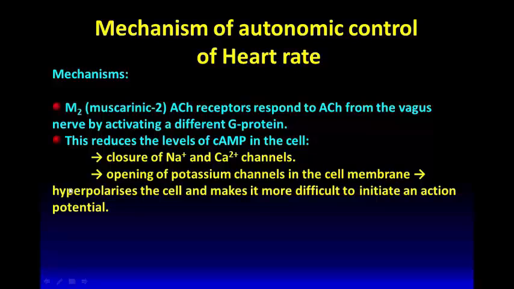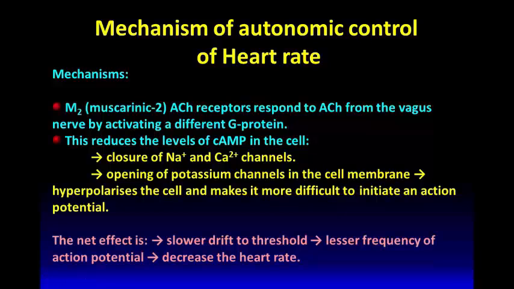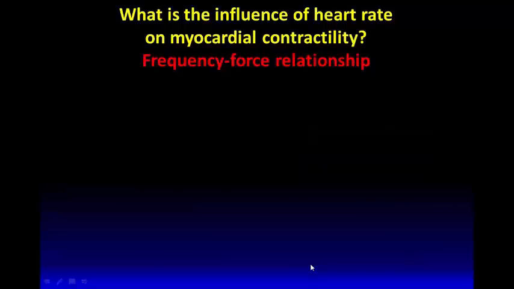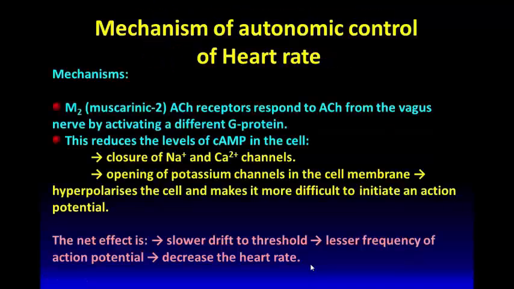Hence, this results in hyperpolarization of the cell membrane of the sinoatrial nodal cells, and it makes it more difficult to reach the threshold level and initiate an action potential. So the overall effect of parasympathetic stimulation is lesser frequency of action potentials and a slow heart rate. So this is how the heart rate is regulated with the sympathetic and the parasympathetic divisions of the autonomic nervous system.